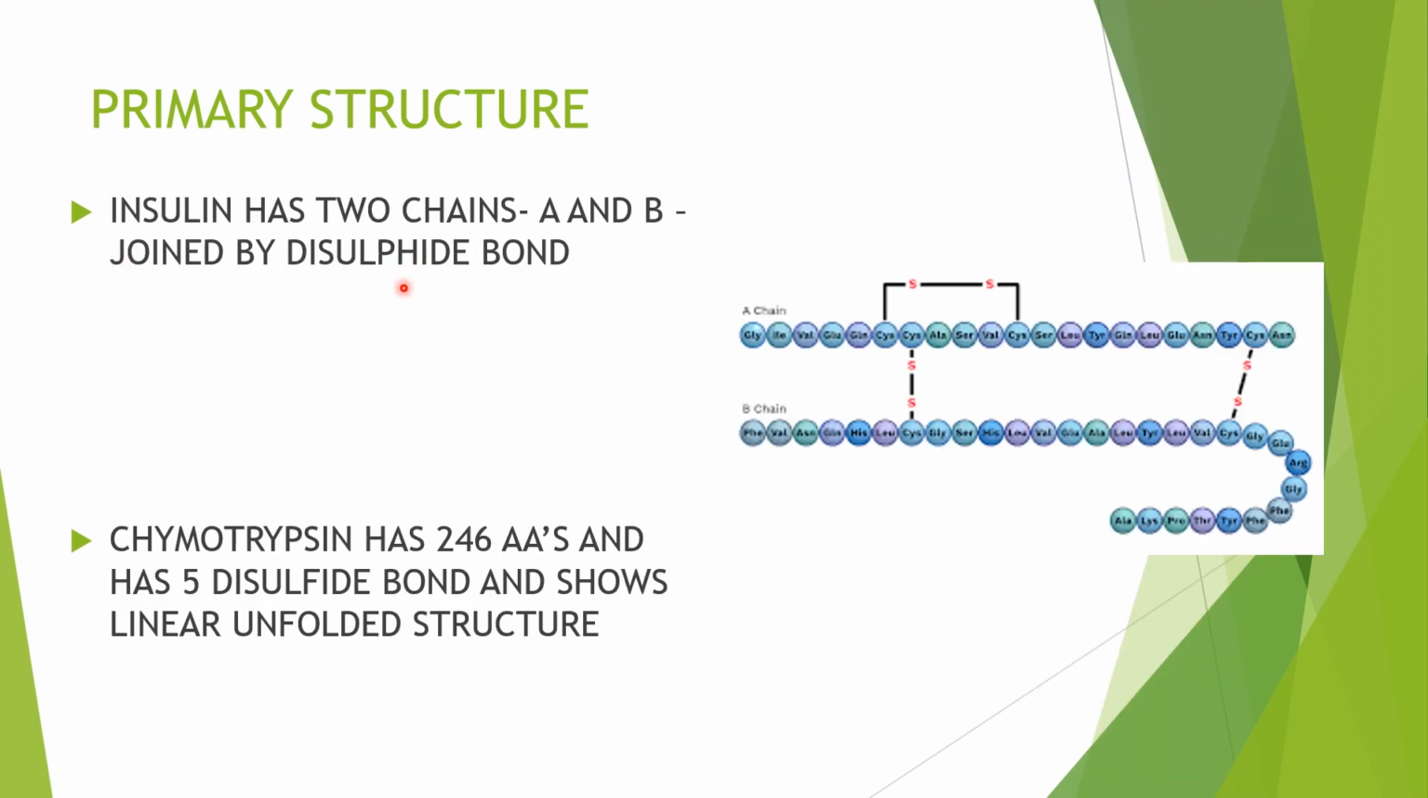Let us see one more example, insulin. We all know that insulin consists of two chains, A and B. These two chains are linked by disulfide bonds. So this is the linear structure. While chymotrypsin consists of 246 amino acids and has 5 disulfide bonds, and it shows a linear unfolded structure.